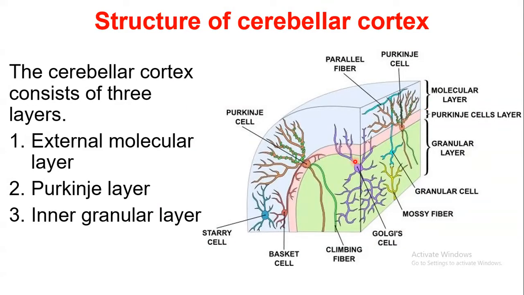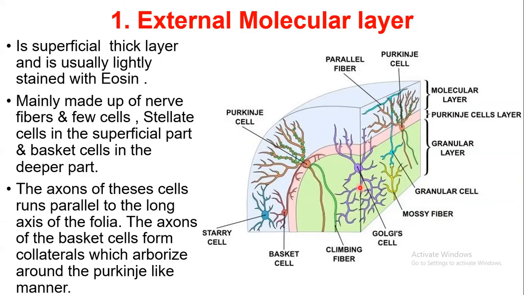The structure of the cerebellar cortex consists of three layers. The first layer, which is lightish blue in color, is known as the external molecular layer. The pinkish one is known as the Purkinje cell layer, while this greenish one is known as the inner granular layer. The first layer, the external molecular layer, is the superficial thick layer and is usually lightly stained with eosin.